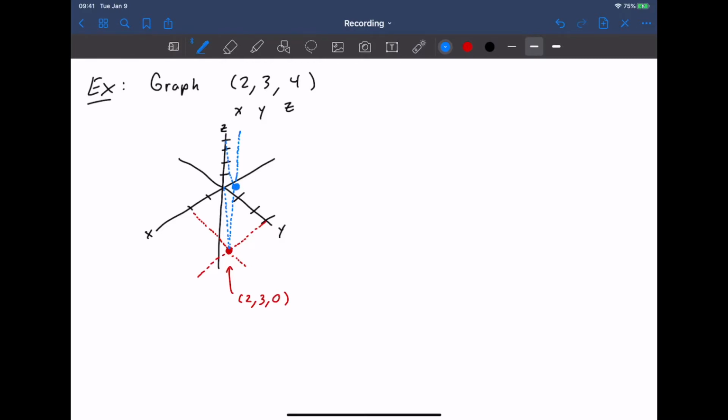And right here is the point I would find. And we're kind of thinking of this resting in 3D space. So that should give you some sort of visual of what we're doing. We are lifting these points out of the plane.